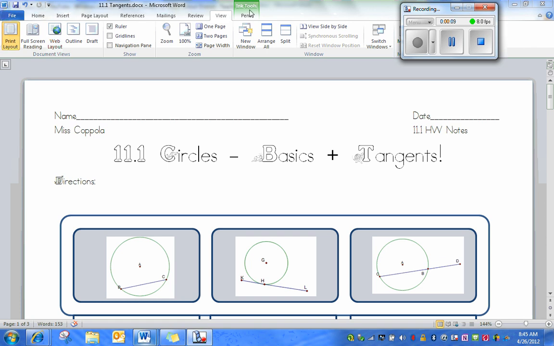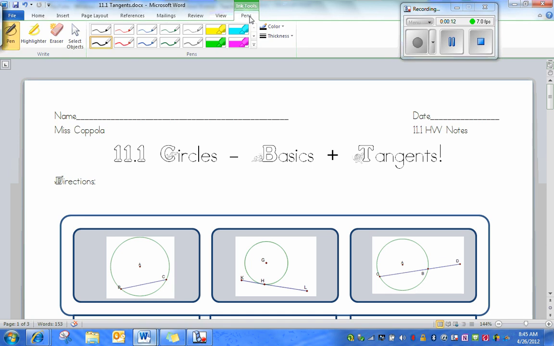Okay, so for the new unit, what we're covering are properties of circles. And it's a pretty fun unit. I like it because there's a lot of little puzzles. So today we're going to talk about the basics and things called tangents.